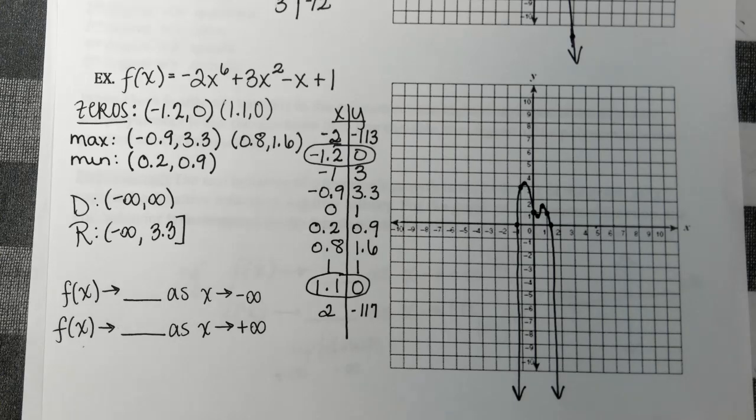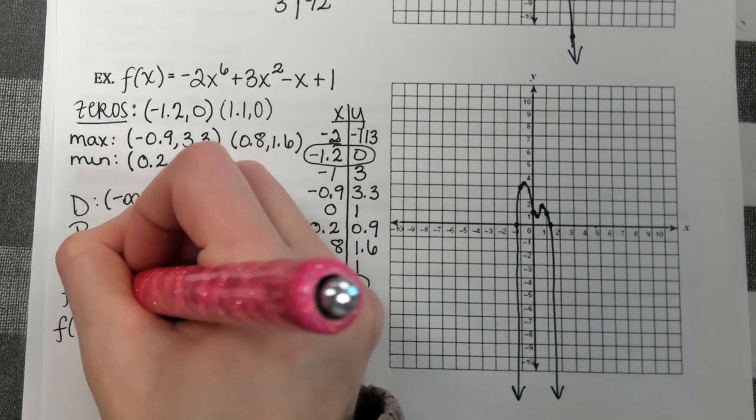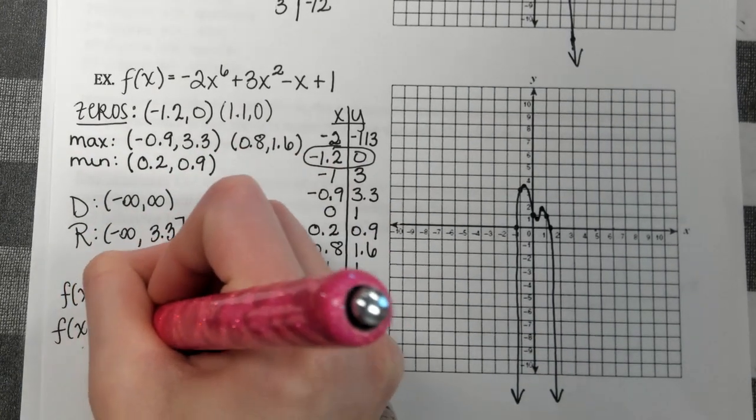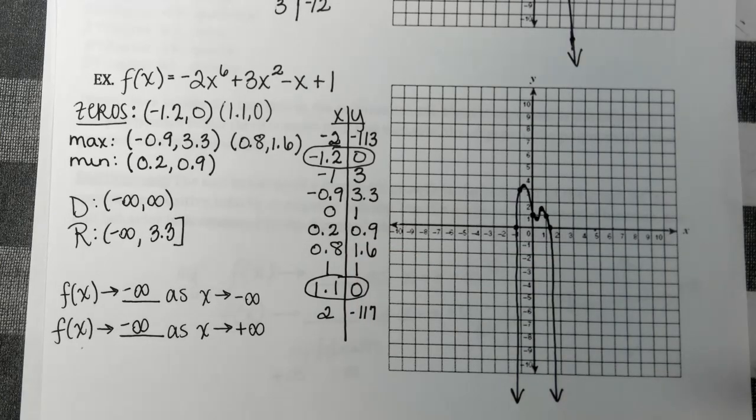Okay. So our end behavior, what do you know about those? They're both negative infinity. Okay? Are we good with graphing? Okay, do we have any questions? Okay. We do not have a quiz over this.